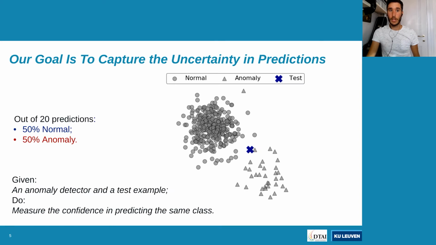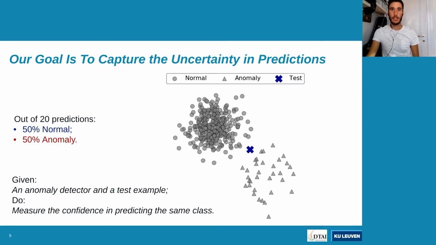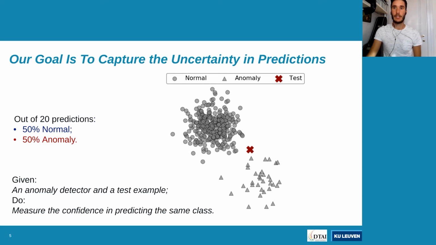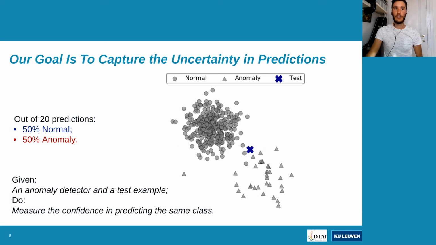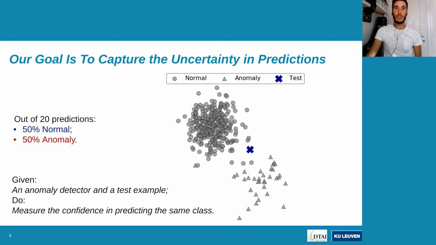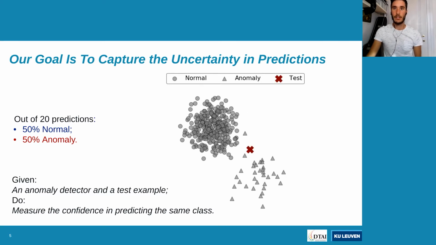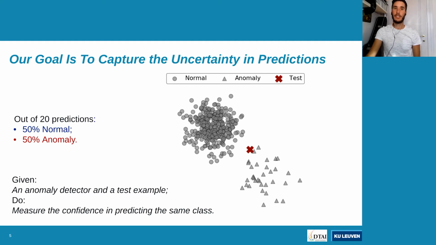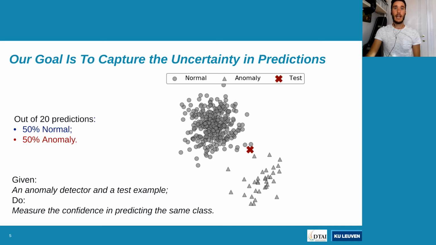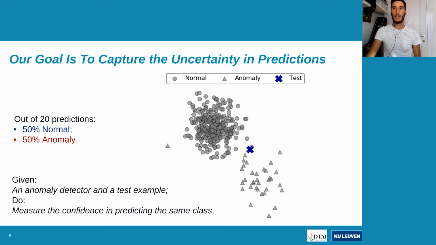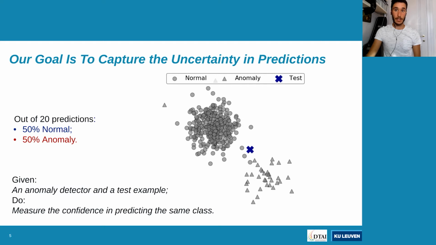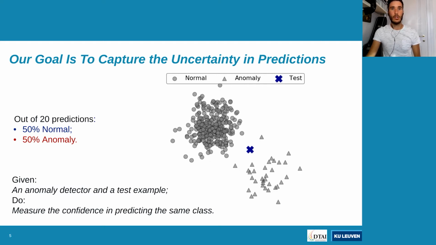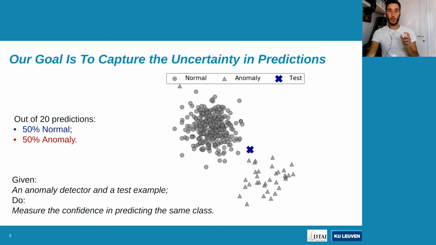So what we actually propose in this paper is a measure of confidence in predicting the same class when different datasets are observed. In fact, if you have a look at this animated GIF, you will see that by drawing 20 different datasets, half of the times the unsupervised anomaly detector predicts the normal class, and half of the times the anomaly one. The prediction of that example seems to be extremely related to the observed training set, and the goal of our paper is to measure this quantity that we call confidence.